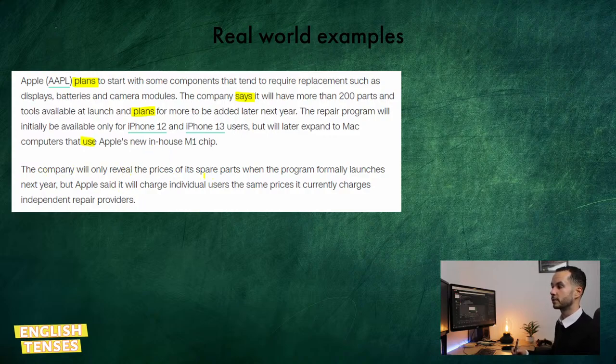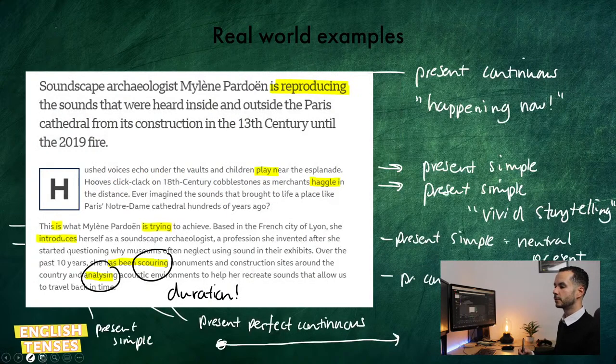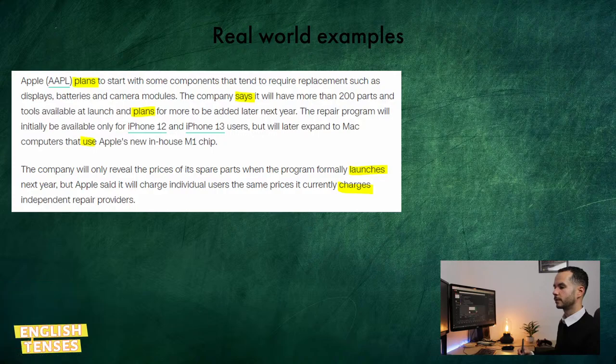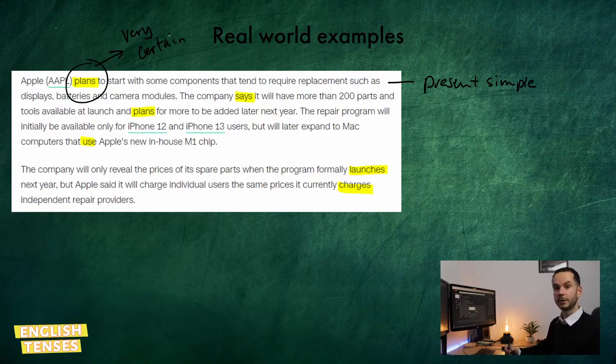"The company will only reveal the prices of its spare parts when the program formally launches next year. But Apple said it will charge individual users the same prices it currently charges independent repair providers." So here we have "plans," which is present simple. And this is present simple because it's in the future. It's probably very certain that they'll do this. It's kind of scheduled and planned already. So this is something we'll talk about later on when we talk about the future, but this is present simple.